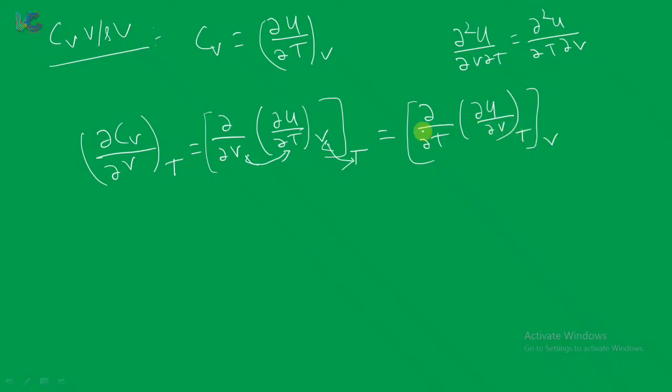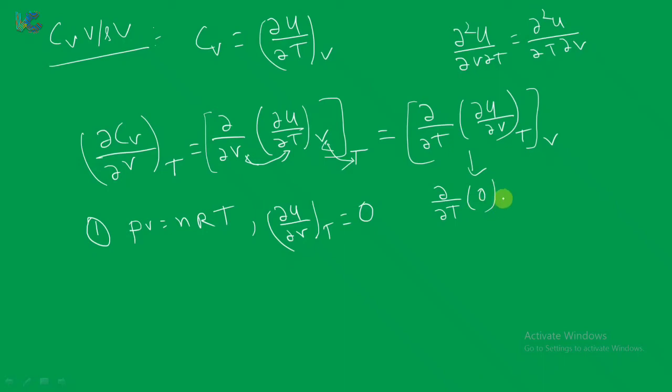Now we will take 2 or 3 cases. First case is PV equals nRT, that means an ideal gas. For an ideal gas, you know that ∂U/∂V at constant T is equal to 0. That means this term ∂U/∂V at constant T for an ideal gas is equal to 0. So now if you do ∂/∂T of 0, 0 means it is a constant.